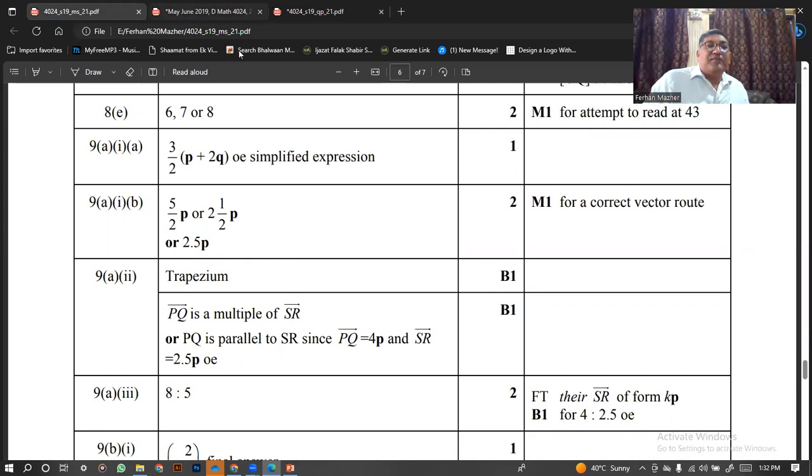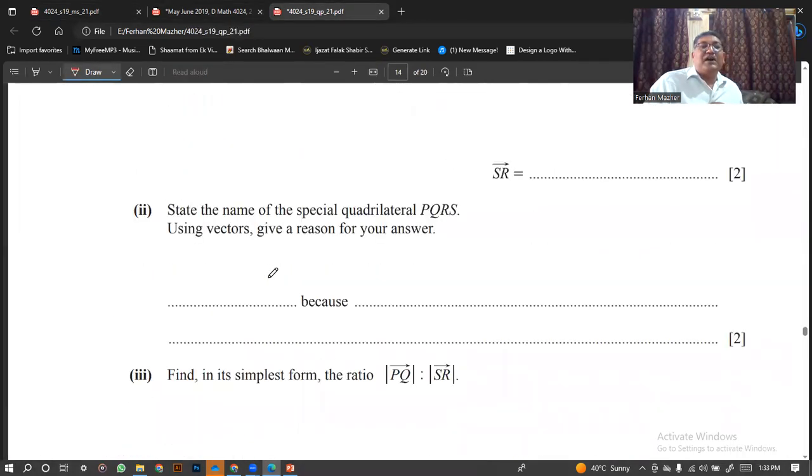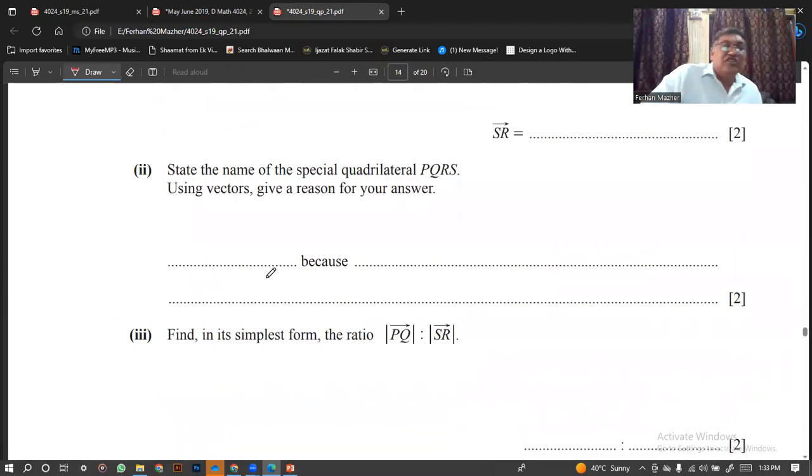SR 2.5P, 5 by 2P. That is the right answer, sir. Okay, then we have the next part. He says, state the name of the special quadrilateral PQRS using vectors. Give a reason for your answer.